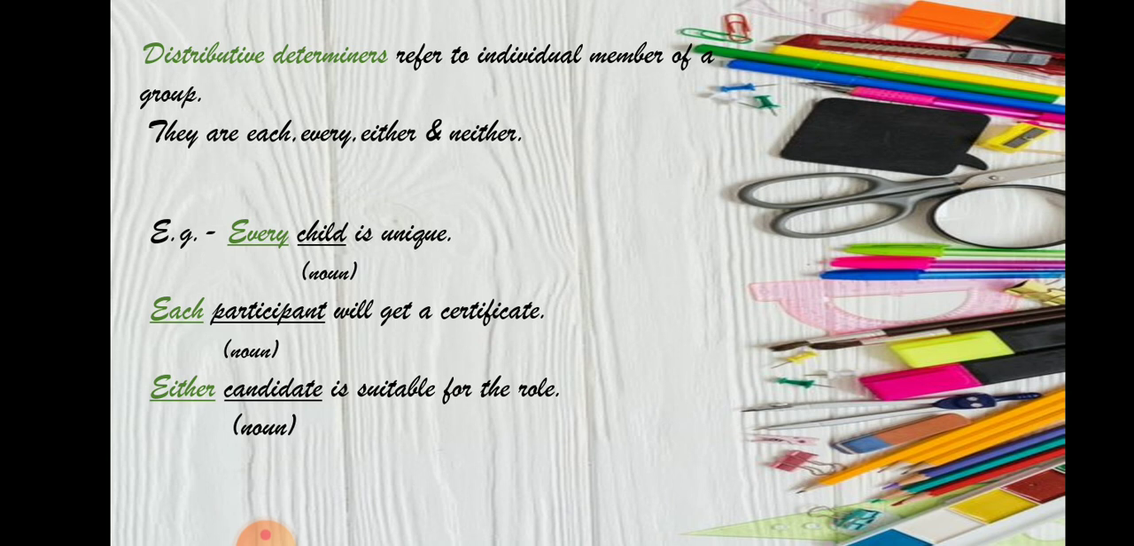So as you can see, distributive determiners do not refer to a group. They refer to individual member of a group. Each, every, either, neither, these are used to speak about individual member, not all together, not a group.